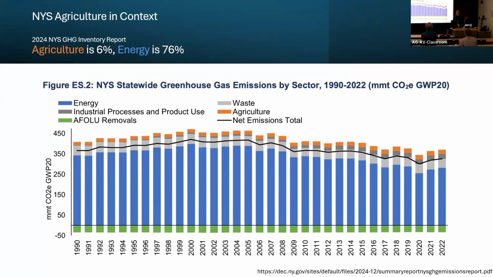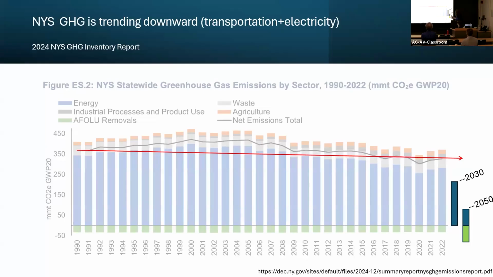As we think about how we want to manage our state, we need to think in size of opportunity and context. This is roughly where the 2030 goal would be, right? 45% below 1990 levels. And the 2050 goal is 85% below 1990 levels and net neutral, right? So we also have to counterbalance those emissions in some other way. Oh, and you'll see, right, that we're on a downward trend. Like, we are making progress, but mostly it's coming from the transportation and the electricity sector.